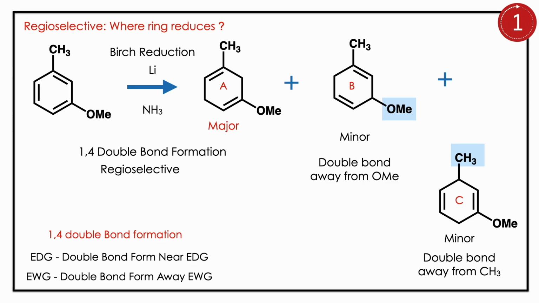You have many possibilities: A, B, C. Among those, A is major because B shows reduction near O-methyl, and C shows reduction near methyl. So only A is away from both methyl and methoxy. So the final product is A. The concept you have to learn here is that Birch reduction is a regioselective reduction. Always, reduction happens away from the electron donating groups.